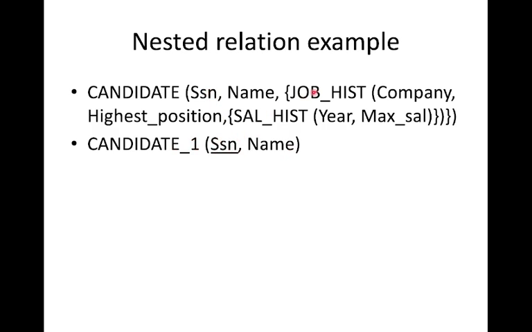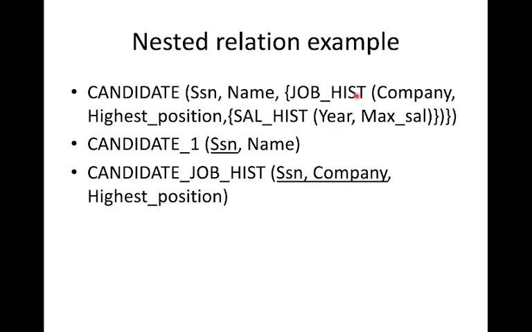Now what we have to do, we have to remove this thing. So we will make another table. You can give any name. We have named this candidate_job_history. And what you have to do, you have to take the primary key of this table, SSN. Then we have to take company and highest position. So this combination will be the primary key of this table.